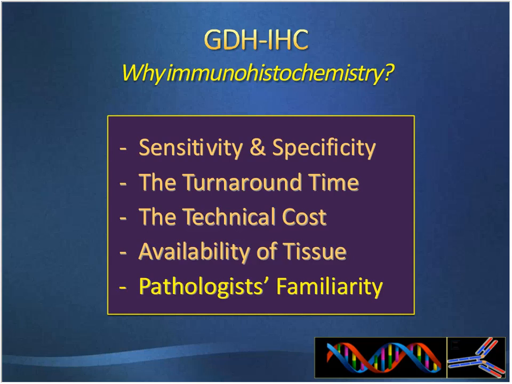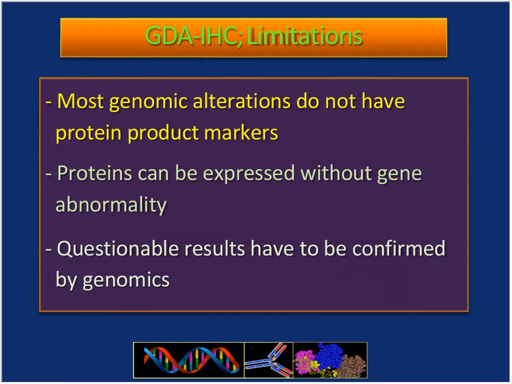And finally, to us pathologists, immunohistochemistry is more familiar than molecular technique, and also molecular techniques are not always widely available in a number of institutions, and they have to be sent out, et cetera. So overall, immunohistochemistry can be very helpful, but is not going to replace molecular testing in a number of circumstances. What are the limitations?